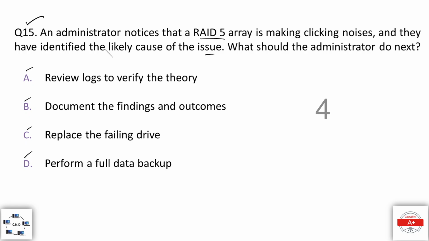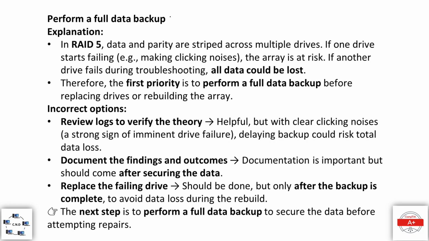And the correct option is option D, perform a full data backup. In RAID 5, data and parity are striped across multiple drives. If one drive starts failing, for example making clicking noises, the array is at risk. If another drive fails during troubleshooting, all data could be lost. Therefore, the first priority is to perform a full data backup before replacing drives or rebuilding the array.